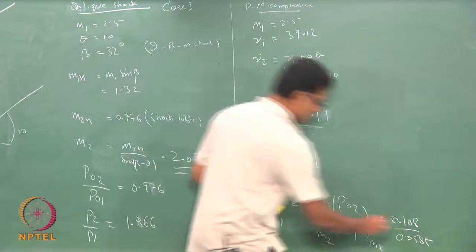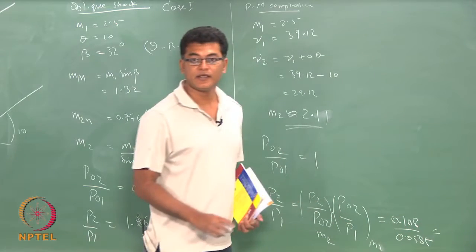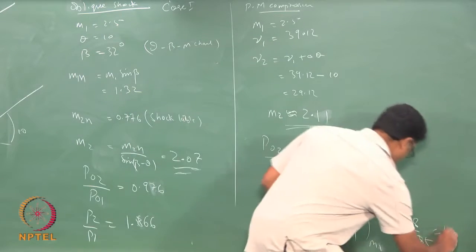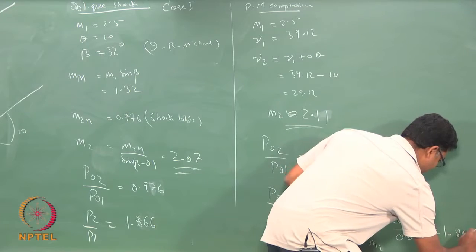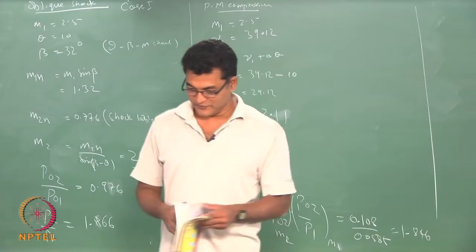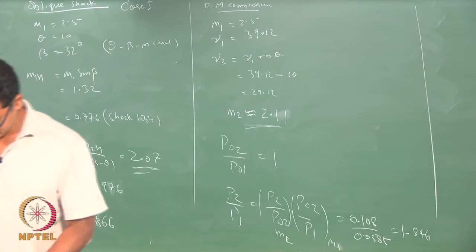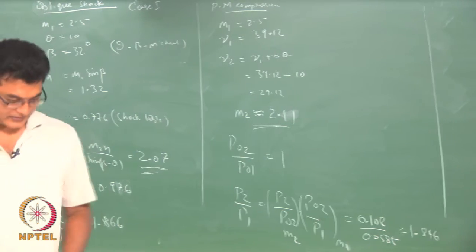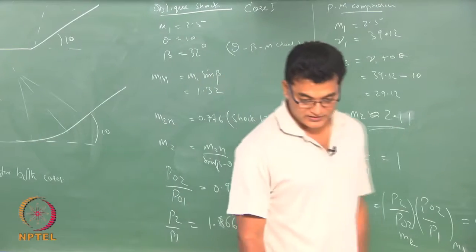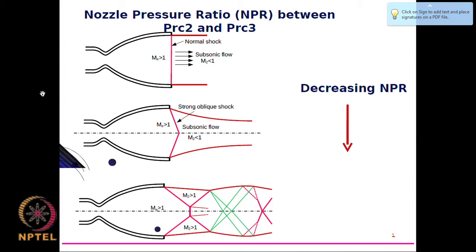So, this is 1.846. Okay. Now, we can extend this to an under expanded nozzle. In the slide which I have shown here, if I take the first picture, there is a normal shock that is sitting at the exit, which is the case where PB is the same as PB critical 2.